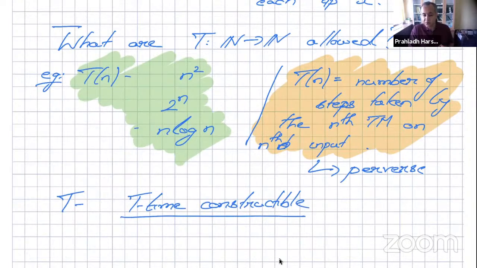We don't want to be too restrictive. I don't want to say I want to use only polynomial functions or exponential functions. I want to be fairly specific. I want to say I can use any function, but I certainly don't want to do this. Why is the function in orange here a perverse function?